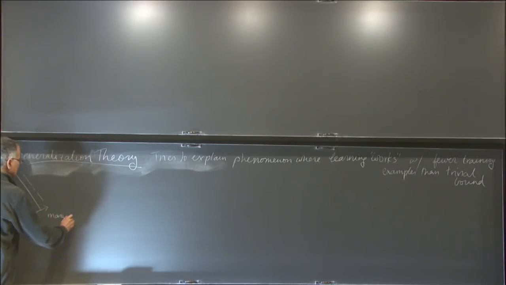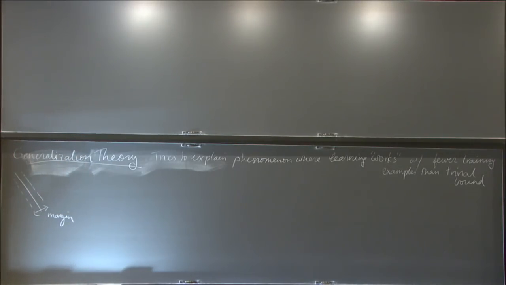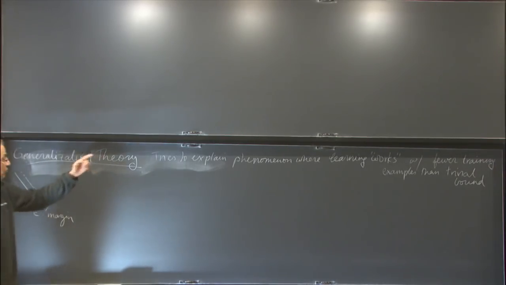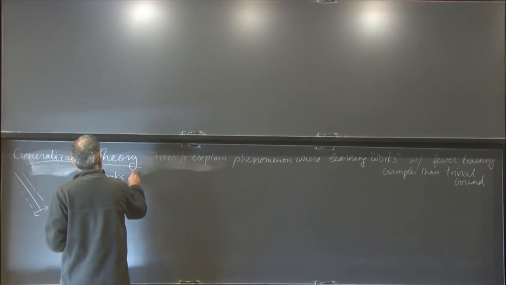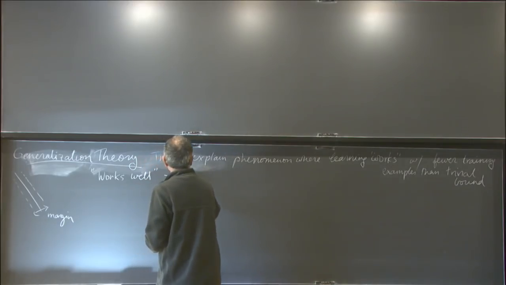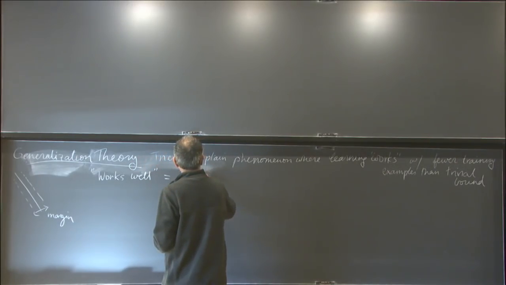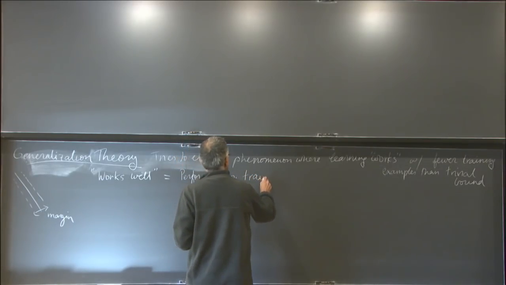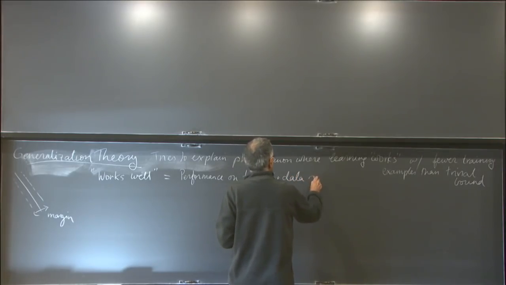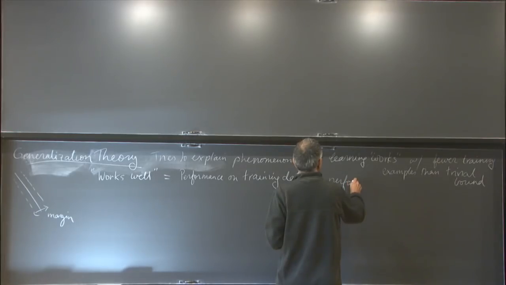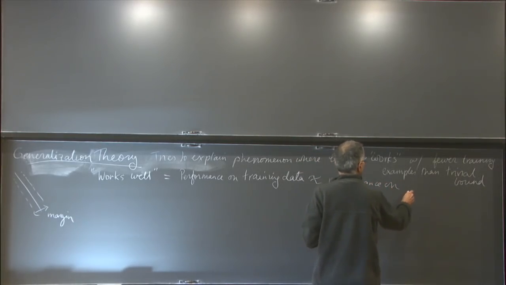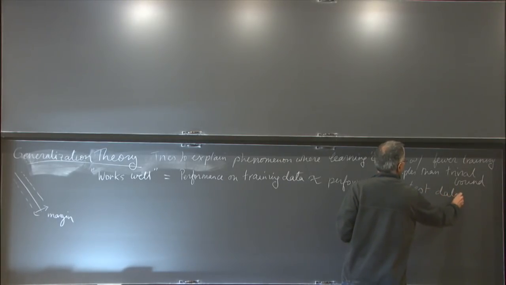And when the margin is high, so that assumes that there exists a classifier, a solution, which has a high margin, then actually some natural algorithms will find it. And in fact, simple gradient descent. And that classifier generalizes. Okay, it works well. Now, works well, I'll also define here, means that performance on training data is approximately the performance at test time. Test data as in unseen data, unseen at the time of training.